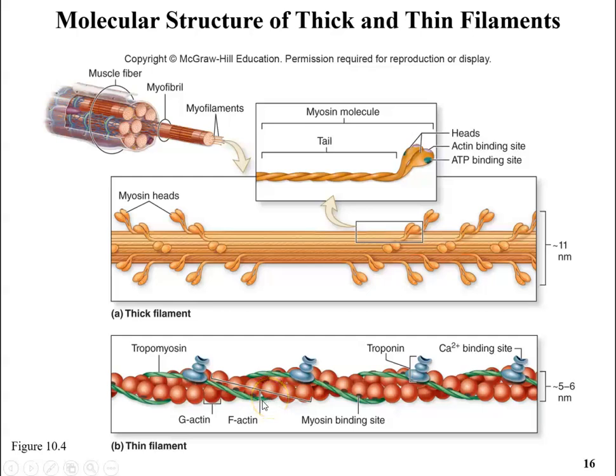And normally, tropomyosin covers those binding sites up. So you'll see when we get to muscle contraction, this molecule has to move out of the way before myosin can bind to the actin filament.